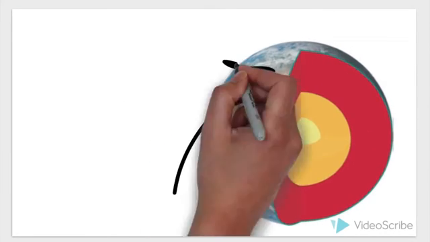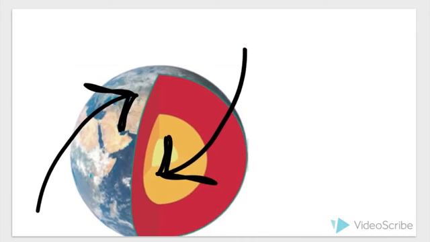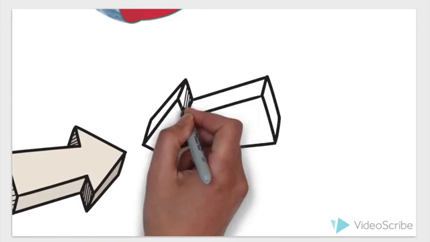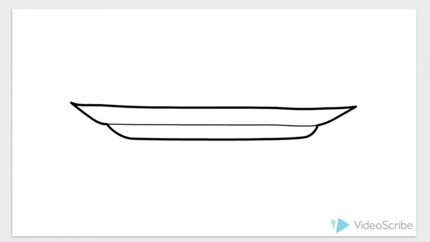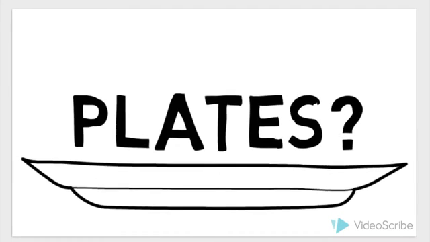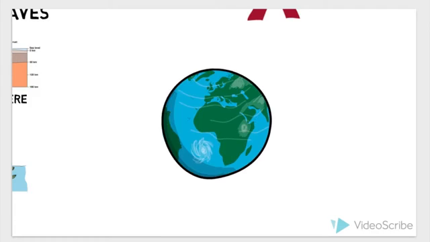Similarly, the convection currents move the little sphere on top and affect the plates' locations on the Earth. This makes it possible for them to move toward each other, away from each other, and even against each other. Maybe you don't know what plates are. They're fragmented pieces of the Earth's lithosphere. They're like pieces of a puzzle that interact with each other.